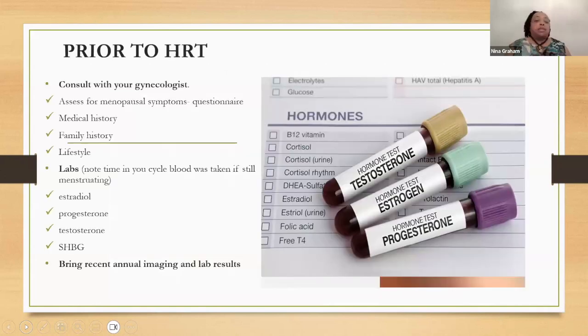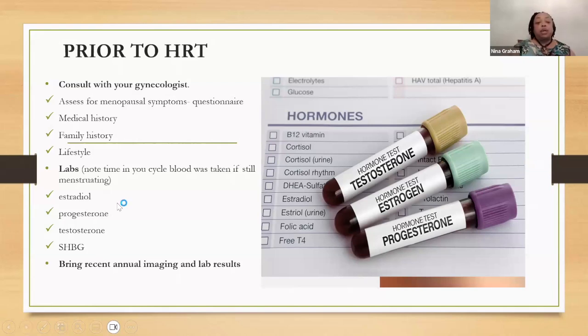Now, first of all, like I mentioned, give a questionnaire to assess for symptoms. Anywhere from 40, I start giving out my questionnaire in the office. We take a good medical history, your family history, any lifestyle changes you need to make. And of course, I need to know where we're starting at. What are your estrogen levels? What are your progesterone levels and testosterone? And of course, you could do all of these things.